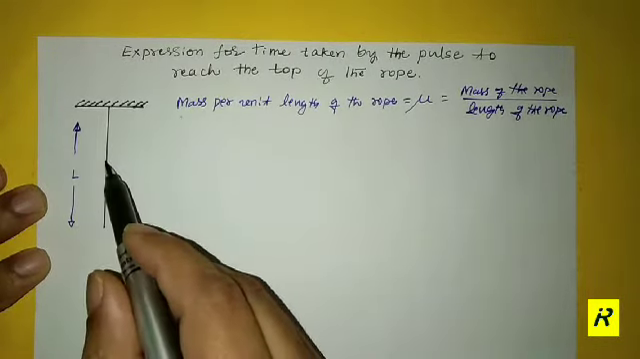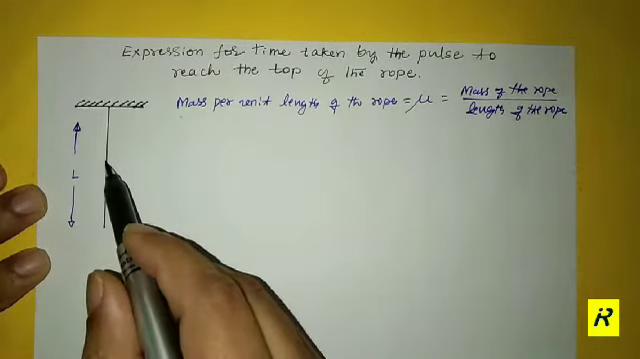Therefore, this mass I can simply write as mu into x. This is the mass of this portion, whose weight is acting downward, and the weight is mu x into g. Now the tension acting at this point is T, and this T is equal to the magnitude of the weight, which equals mu x into g. So this is the tension at this point.